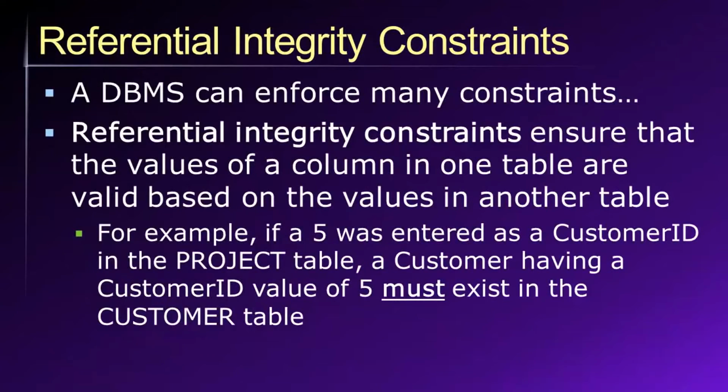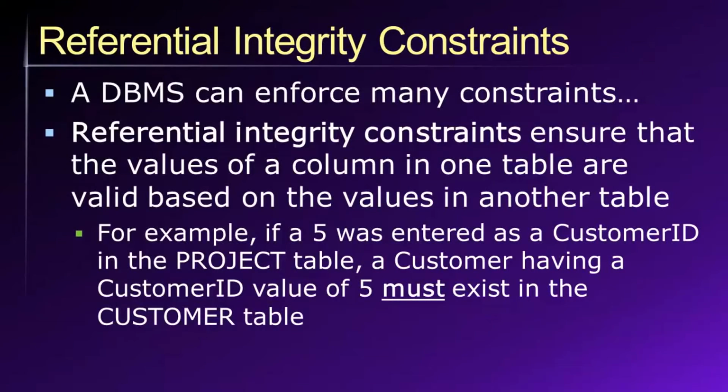Now, businesses often operate with many different types of business rules or constraints, and one of the great things about working with databases is that the DBMS can establish and enforce many different types of constraints. One of the most useful types of constraint that a DBMS can enforce is called a referential integrity constraint. The purpose of a referential integrity constraint is to ensure that values that we are entering in one table have matching values in another table.